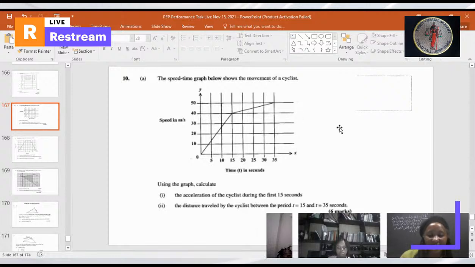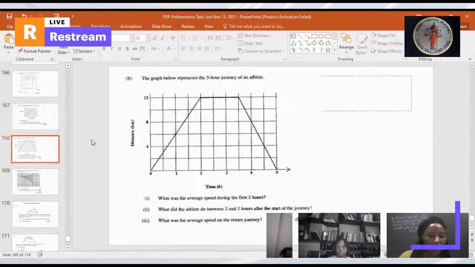So remember, if you want to find the distance traveled on the speed-time graph, it's the area of the space. Just find out which time period they want, and it will be the area taken up by the shape on that. So if they had wanted this, it would be the triangle, area of the triangle. So that would be half base times height, right? Yes, miss.